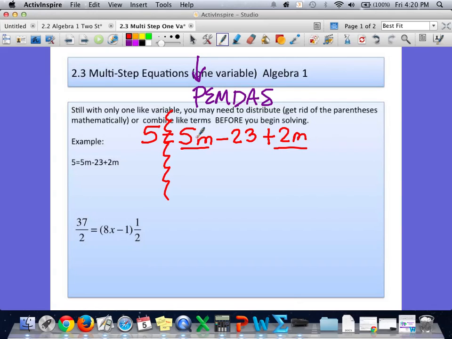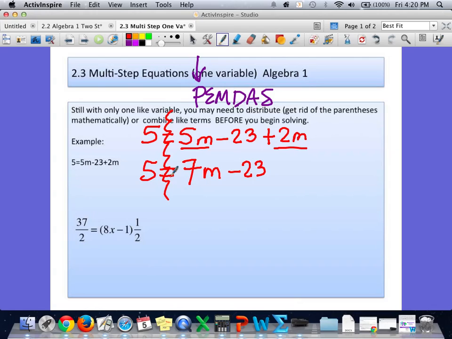If I have 5M's plus 2M's, I can simplify and say that that would be 7M minus 23. And that's still equal to 5. I haven't done anything else with that. And that's a good habit to get into. Just bring things down that you haven't messed with and keep it all nice and neat. When you do that, you have a very good chance of getting these problems correct the first time. All right, so now it is not a multiple step problem. Now it's back to 2 steps.